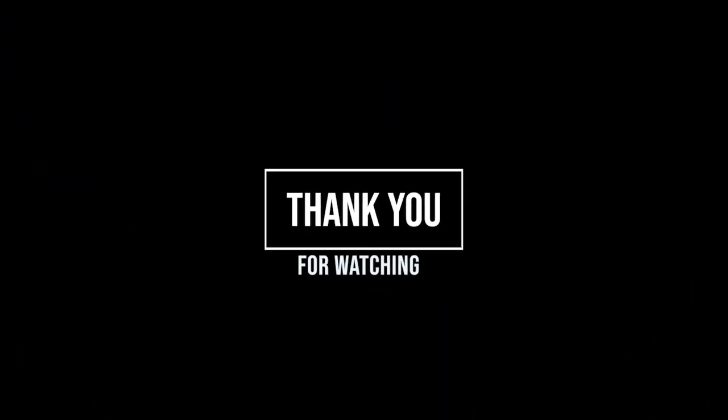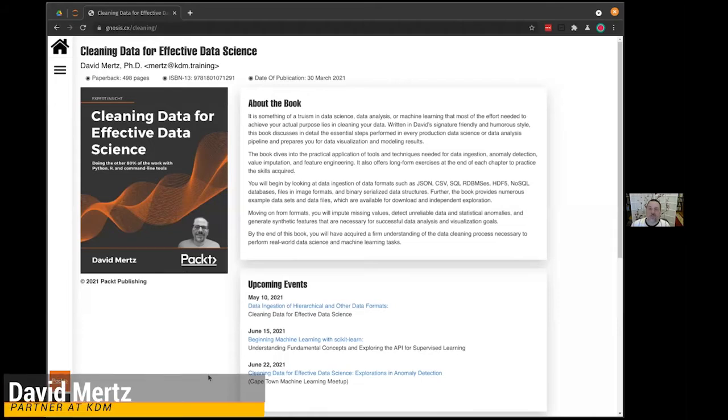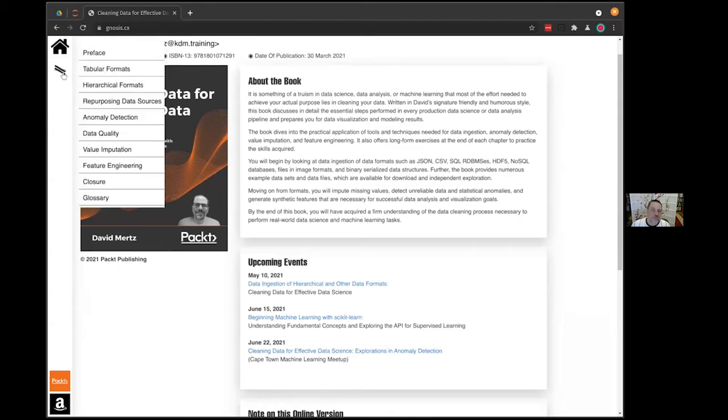I think you're seeing a screen share first of the page that's about my book that is a splash page. It's just gnosis.cx, that's my domain, and then /cleaning, and it's relatively memorable. There's information on the book, like the fact that I'm talking to you right now, highlighted, and stuff about buying it, but also you can get to most of the content in the navigation.